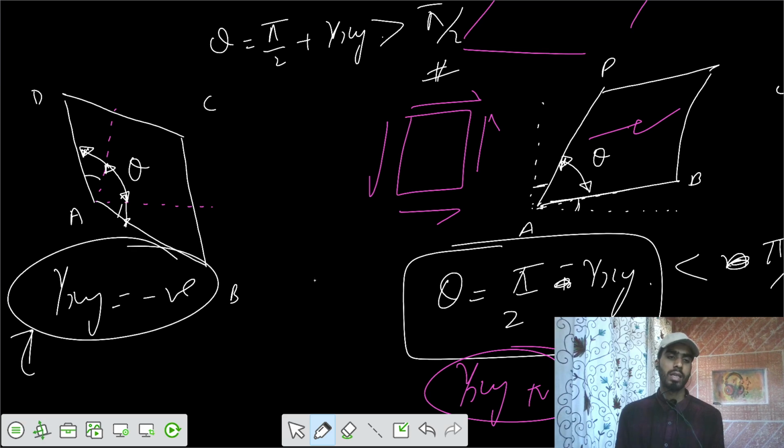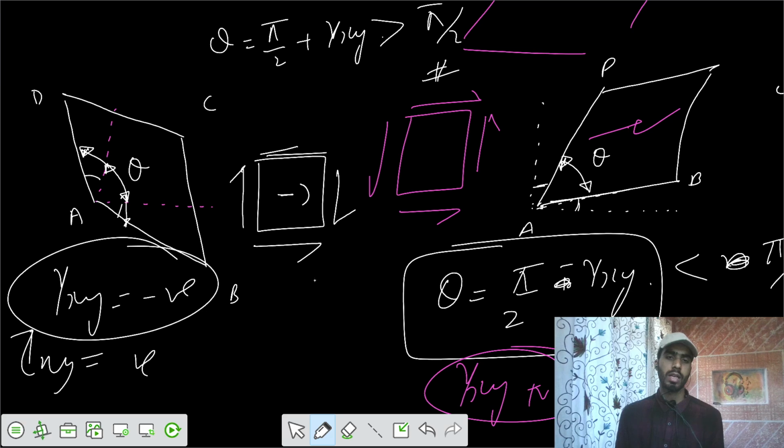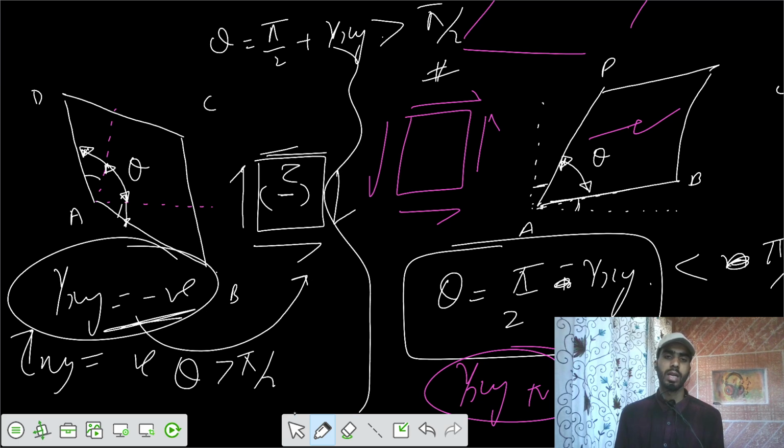Similar to that, tau xy is negative here because it is developed because of the shear stress that was in this fashion. So this is negative shear stress, and if theta becomes greater than pi by 2, your shearing strain is negative. And similarly, this is positive, and because of this shearing strain, your gamma xy is also positive because your theta developed is less than 90 degrees.